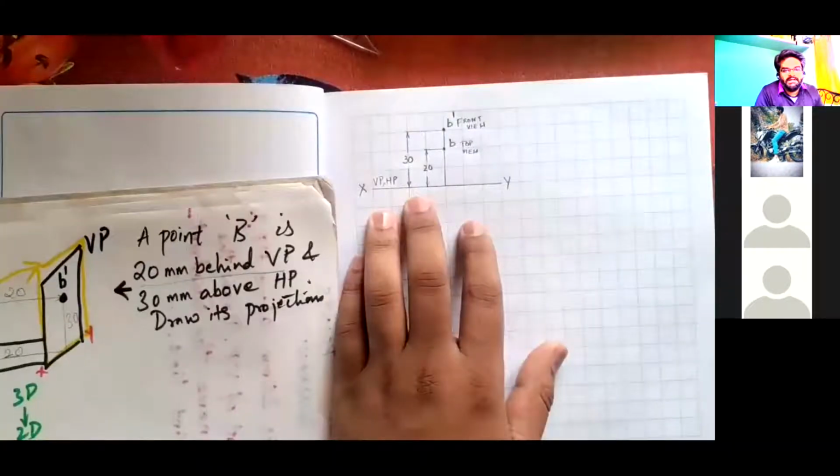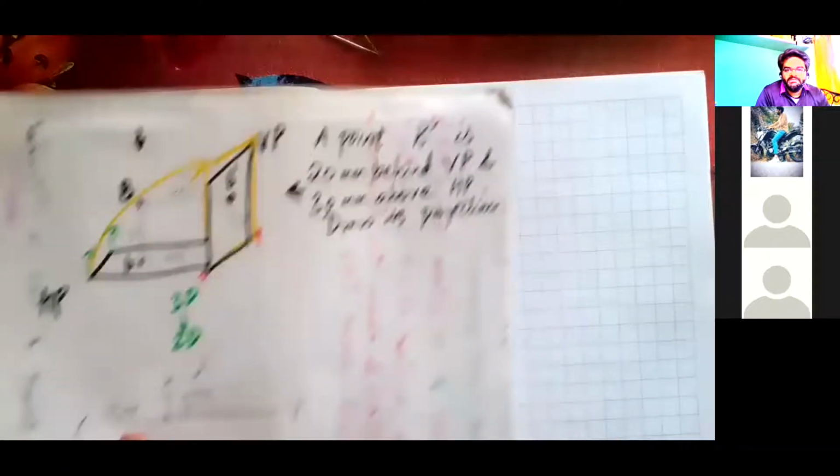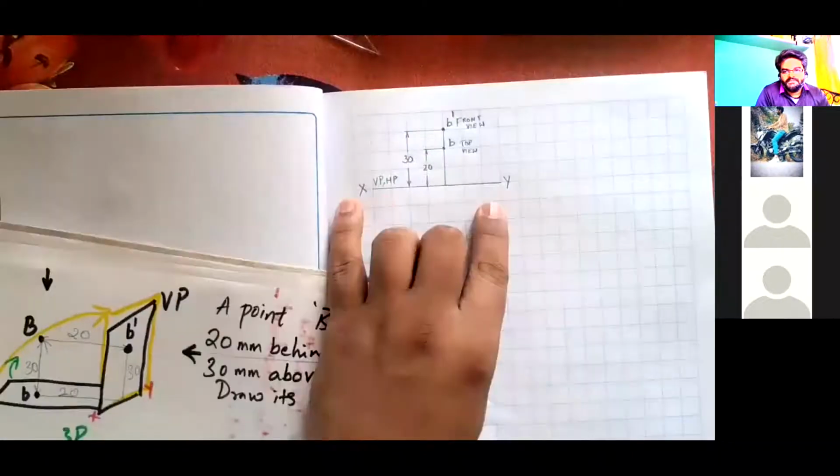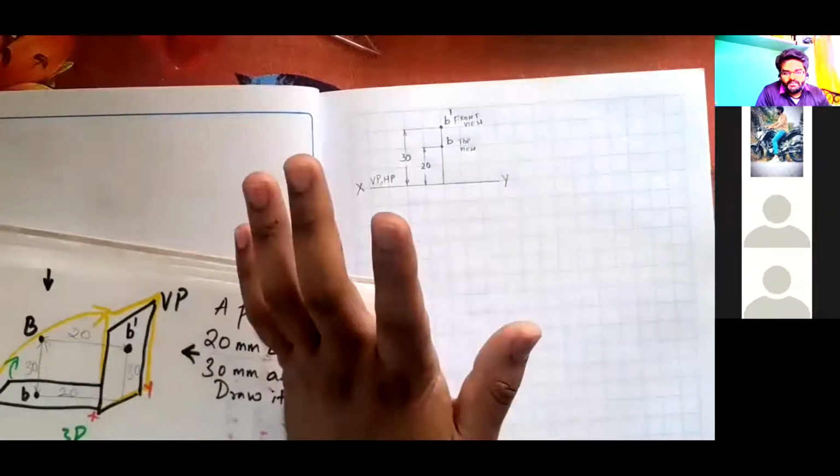If you don't have sketchbook, you are drawing it in unruled book like this. Name it properly, XY capital letters, VPHP capital letters. Any doubts in second quadrant? Anybody?